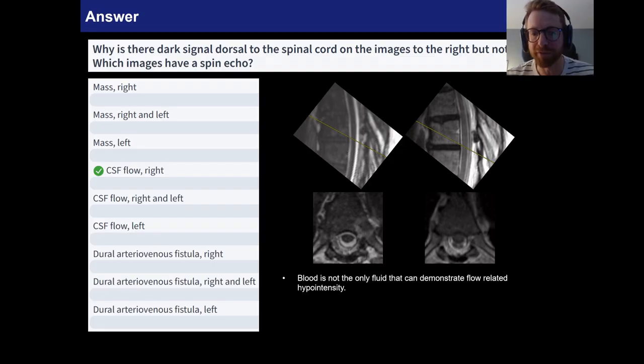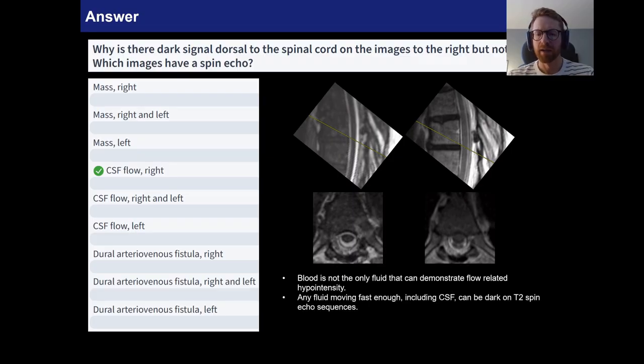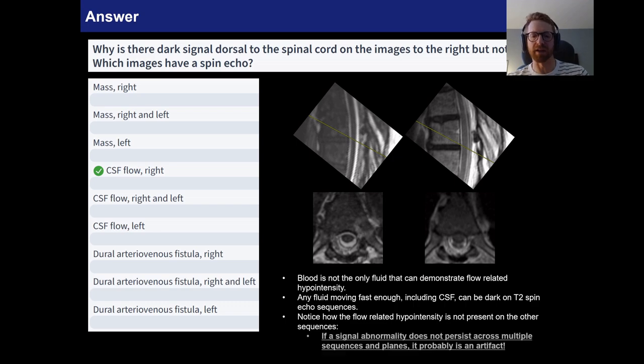Okay, blood is not the only fluid that can demonstrate flow-related hypointensity, right? Anything that's moving can have this property on a spin echo image. And notice how the flow-related hypointensity is not present on the other sequences. So this is a general principle. If something is not holding up on multiple sequences, multiple planes, there's a good chance it's an artifact. But now that you understand how the spin echo causes flow voids, this can help you to be more confident at diagnosing this particular type of artifact of CSF flow or blood thrombosis.